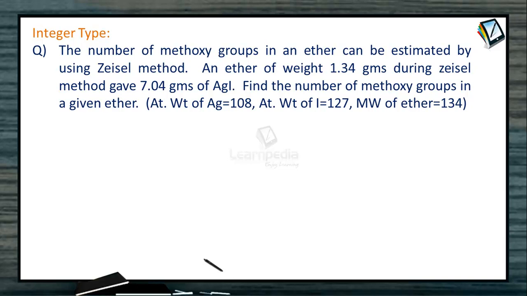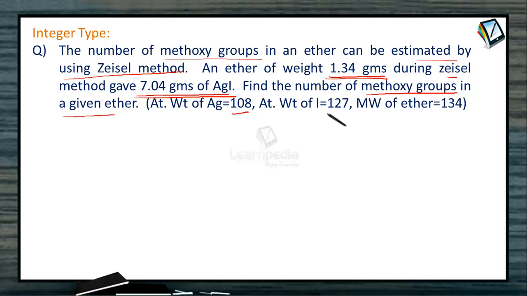Next question is of integer type. The number of methoxy groups in an ether can be estimated by using the Zeisel method. So the Zeisel method is one of the methods by means of which the number of methoxy groups present in an ether can be understood. An ether of weight 1.34 grams during the Zeisel method gave 7.04 grams of silver iodide. Find the number of methoxy groups in the given ether.